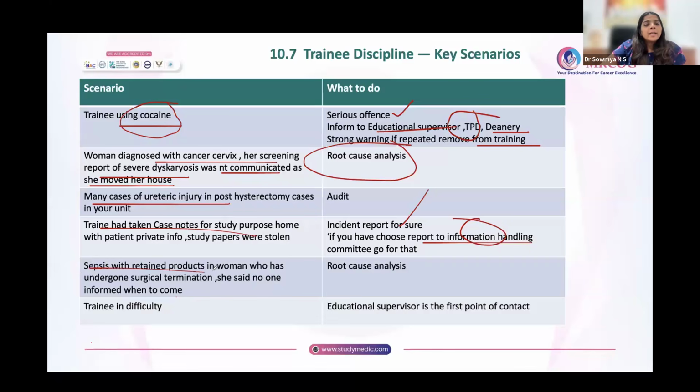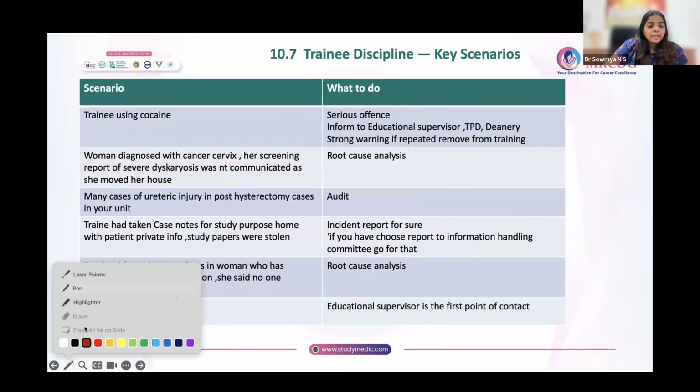Then, sepsis with retained products in a woman who has undergone surgical termination. It can happen. However, she said no one informed her when she had to come for follow-up. That's a serious thing, that's serious harm. That's why you have to do a root cause analysis. Okay. Trainee in difficulty: always the educational supervisor is the first point of contact. Okay, guys? Fine.